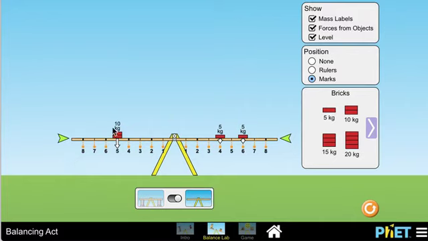The principle of moments says that the sum of the moments acting around in the clockwise direction equal the sum of the moments acting in an anti-clockwise direction, and we've just shown it there.